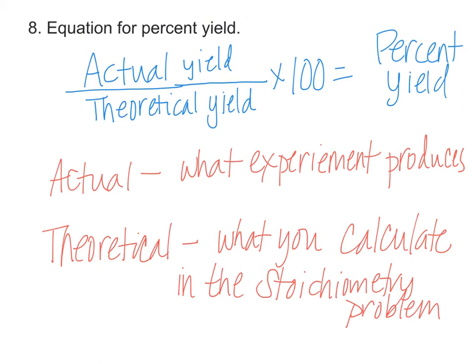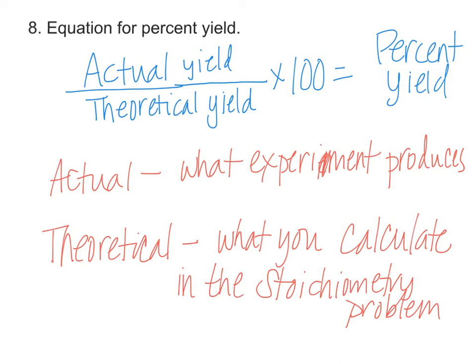Here's the equation for percent yield. Remember, it's actual yield on the top divided by the theoretical yield times 100, and that equals a percent yield. You need to remember that the actual is what your experiment produces. It means what you go and test experimentally. And I just realized I spelled experiment wrong. That E is not supposed to be there. And then the theoretical, of course, is what you have been calculating in the stoichiometry problem. So the percent yield tells us what percentage did you get of what you should have. And of course, the higher the percentage, the better the yield.